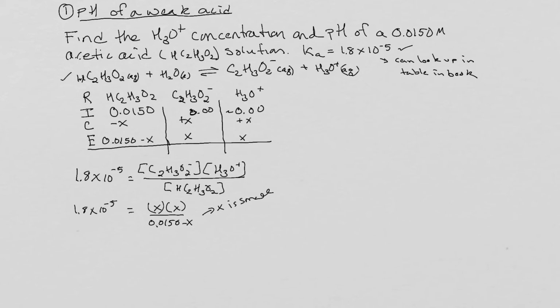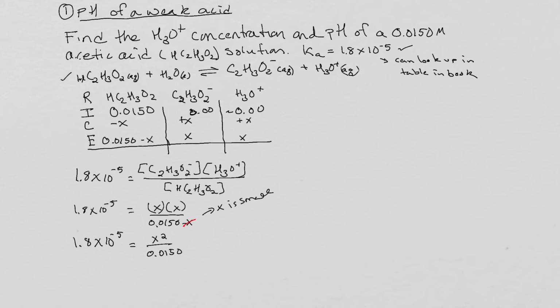Now, of course, a lot of these you could solve using a quadratic, and there's nothing wrong with doing that. But to save us some time, we're going to make this approximation, and we can always check it. So remember, when we make that approximation, we just assume that any addition or subtraction of x is 0. And so now our expression simply becomes our Ka value equals x squared over 0.0150.